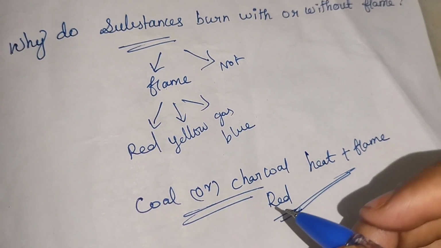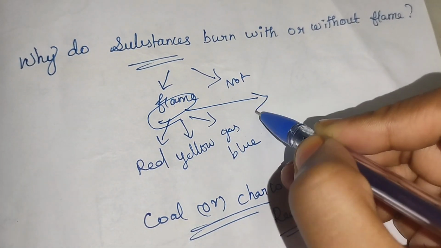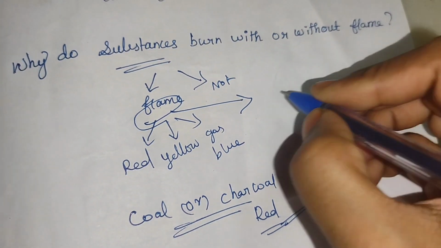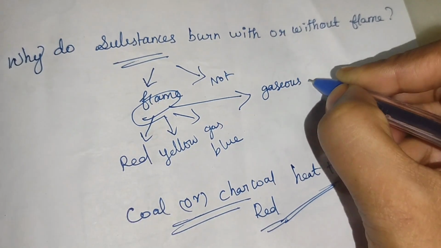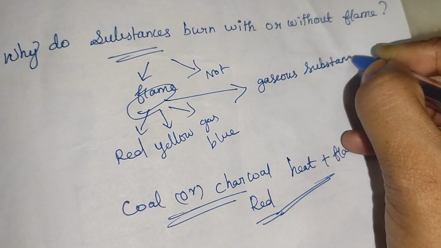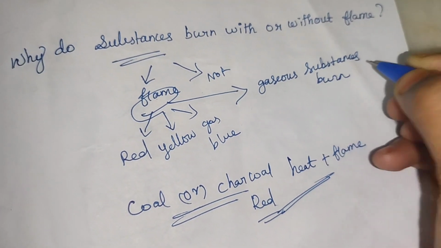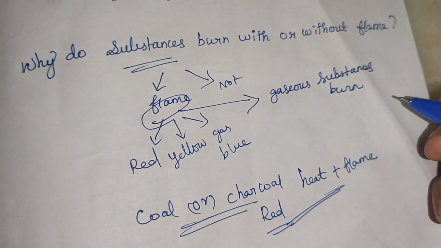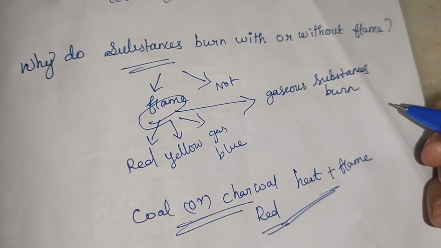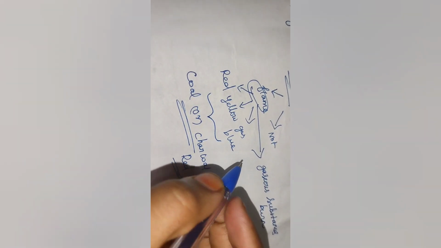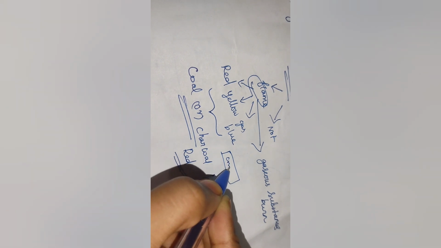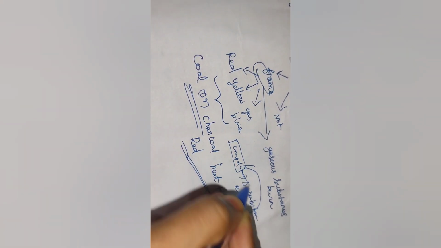A flame is produced when gaseous substances burn. When they burn, at that time they produce the flame. And the color of the flame depends on which element is present in the compound. For any compound we burn, it depends on the character of the element present in it.